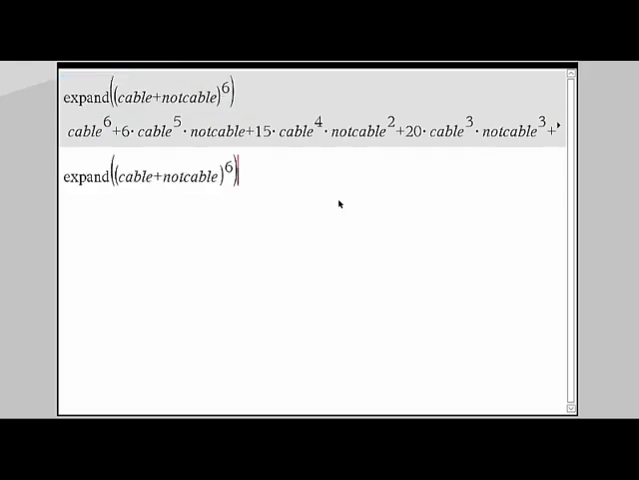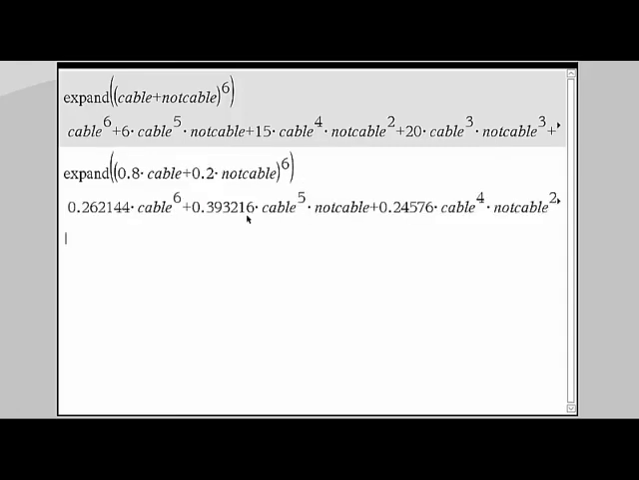Now, what if we played the exact same thing here? Now, it's trying to compute the probabilities. So instead of just having the variables, we're going to put in front of each one, 8 out of 10 households had cable, so 0.8 is the probability of that, and 0.2 is the probability of not having cable. And when I expand that, I now see all the probabilities for each situation within the sample space.